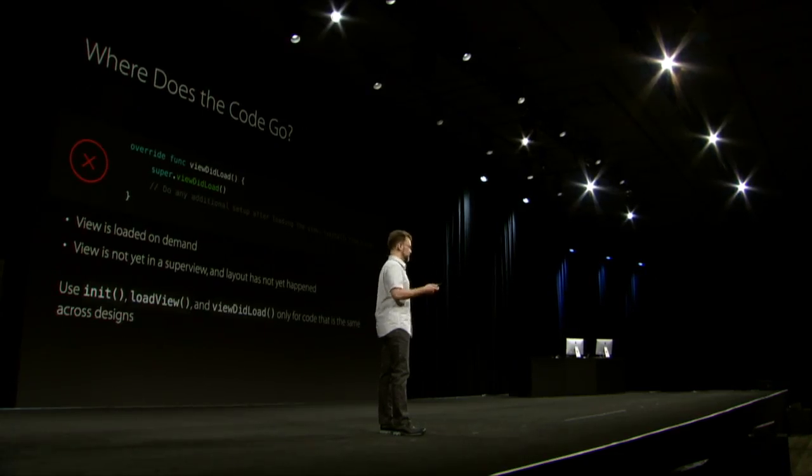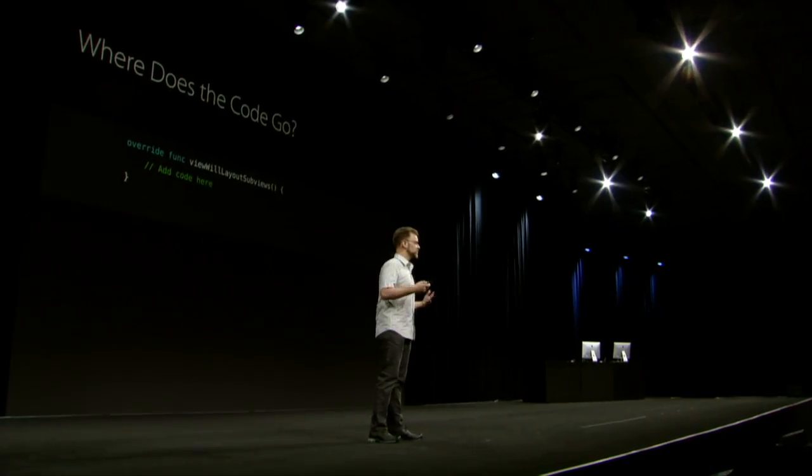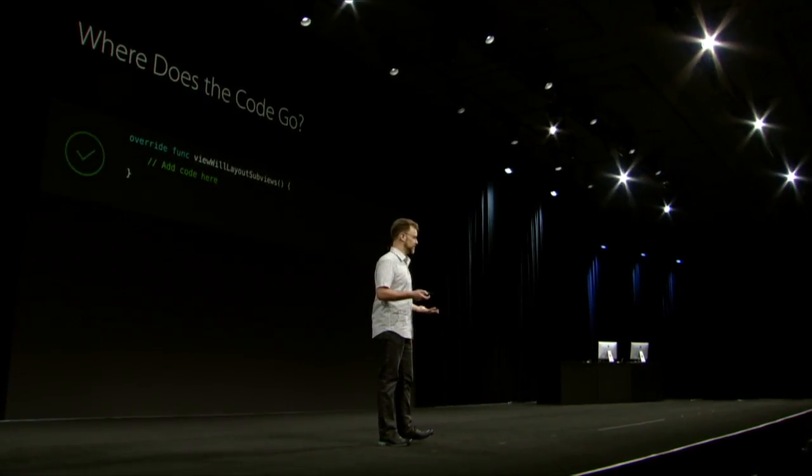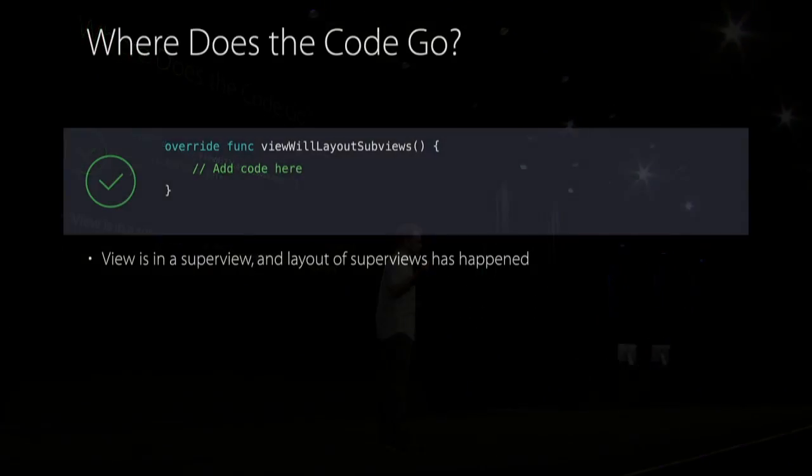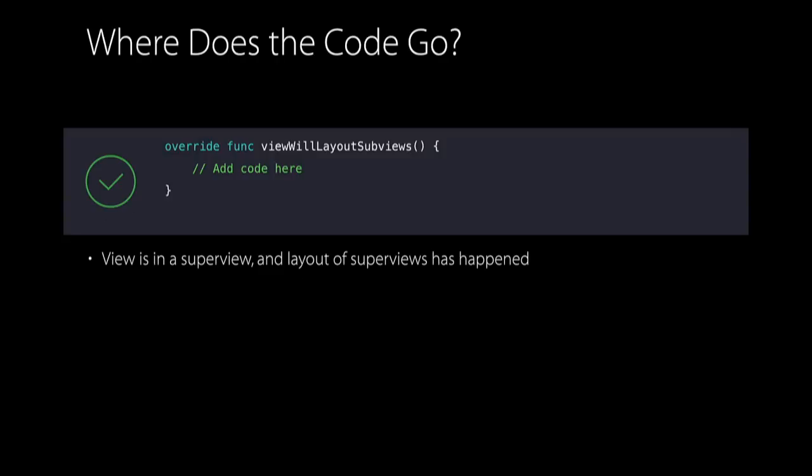A better place for me to put my code is in a view controller's viewWillLayoutSubviews. And we'll do that because at that time, the view is in a superview, layout of all those superviews has happened, sizes are valid, my view size is valid, traits are valid, everything's good. And also, this is a good time to manipulate the things inside of my view controller. So this is where I should change the stuff inside my view controller, views and constraints and so on.